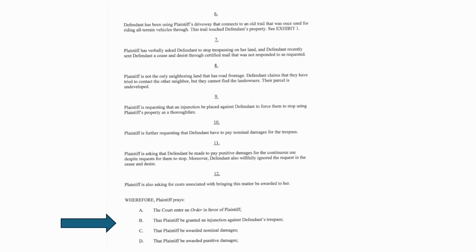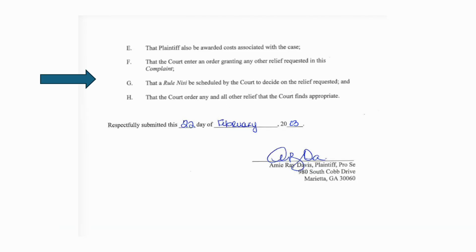And down at the bottom, you can see we're asking for the court to enter an order in favor of the plaintiff because that's always first. We are asking that the plaintiff be granted an injunction against the defendant's trespass, that the plaintiff be awarded the nominal damages, that plaintiff be awarded punitive damages. Then we have that the plaintiff also be awarded costs that were associated with the case, that the court enter an order granting any other relief that was requested in that complaint, which there wasn't any, but had there been something else that was added that wasn't recited right here, then that's where that would come into play.